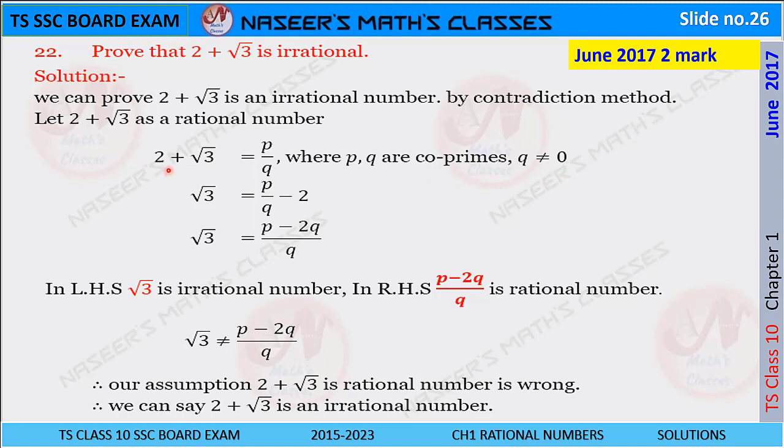Next we transpose 2 from LHS to RHS. Then we can write root 3 is equal to p by q minus 2. By taking LCM, we get denominator as q and a numerator become p minus 2q. So in LHS, root 3 is a rational number. In RHS, p minus 2q by q is a rational number. These two are not equal. Then we can write root 3 is not equal to p minus 2q by q. So our assumption 2 plus root 3 is rational number is wrong. So we can say that 2 plus root 3 is an irrational number.